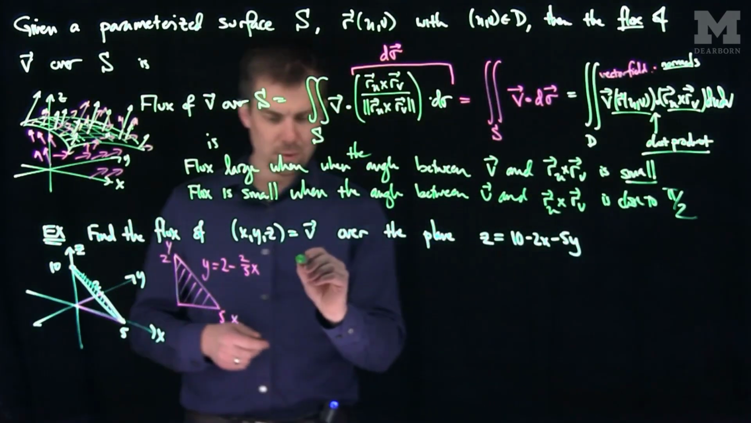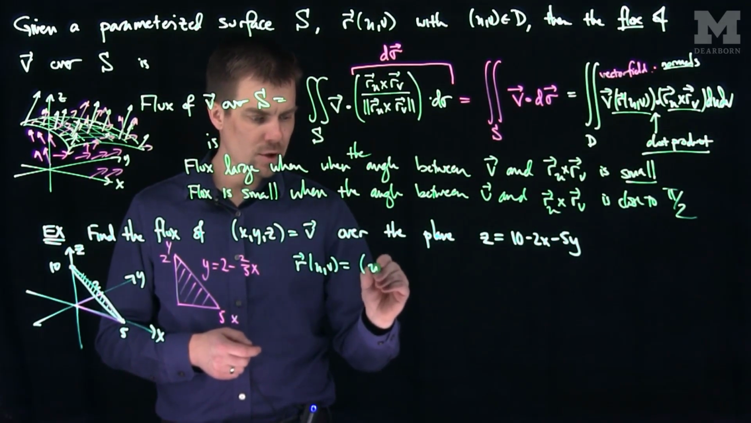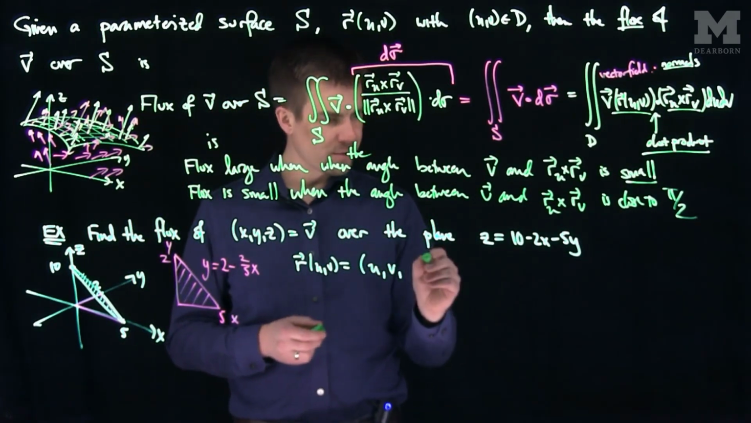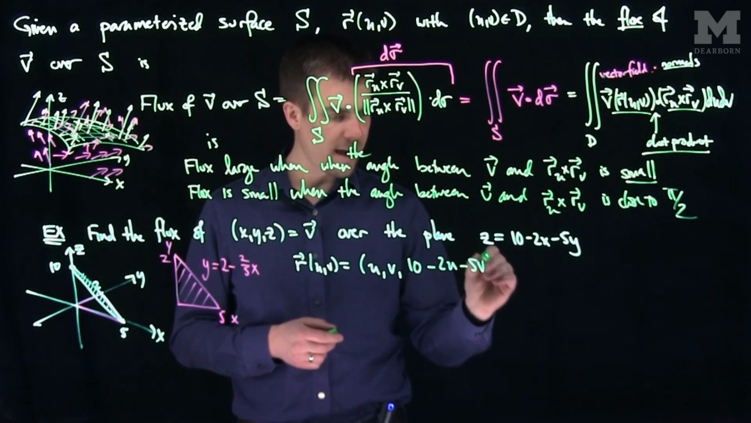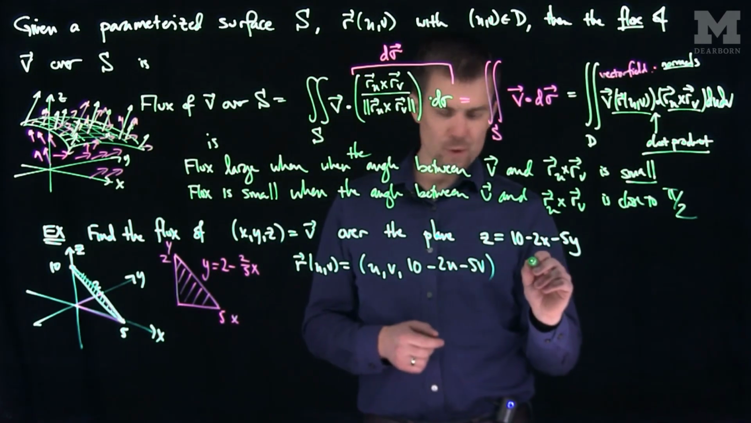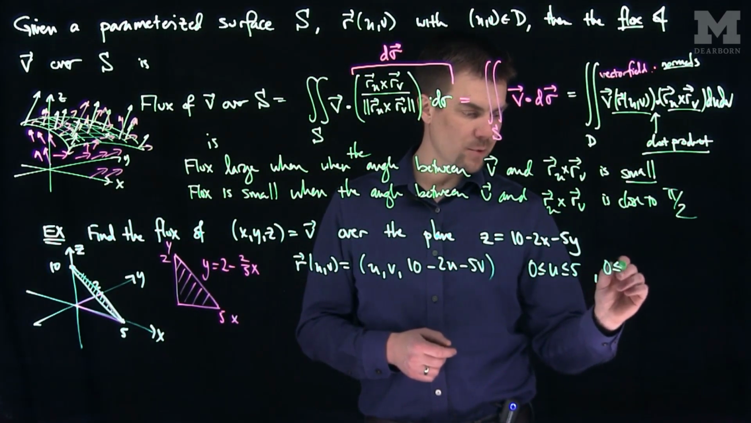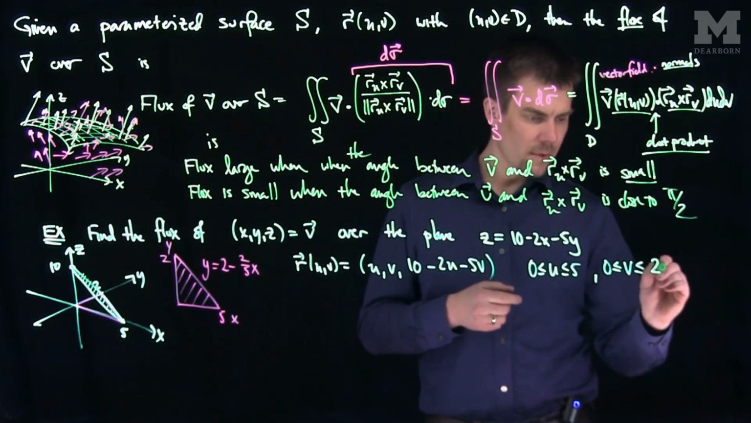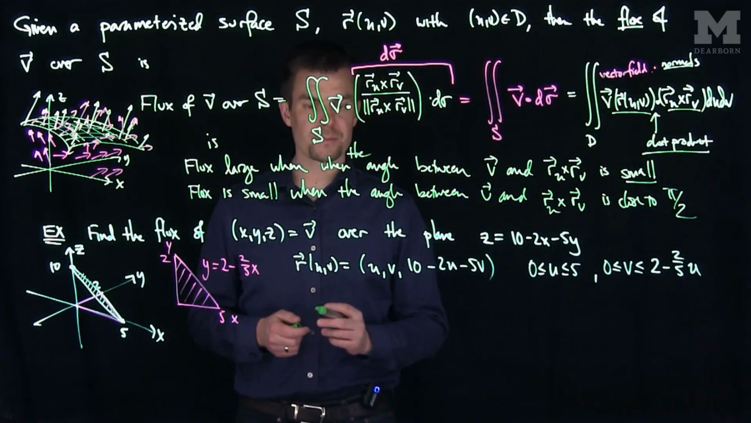So if I parameterize this plane, I'll have r of u and v is equal to x will be u, y will be v. Then this will be my parameterization space. And then what will z be? It'll be 10 minus 2u minus 5v. And where do u and v live? Well, u is between 0 and 5. That's my x. And my v is between 0 and 2 minus 2/5 of u. So that's my parameterization space.